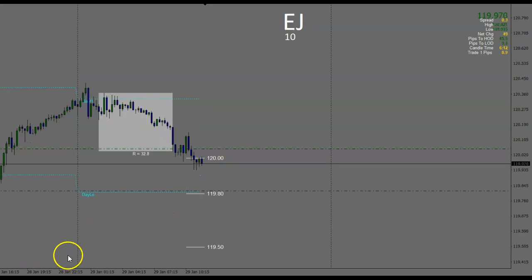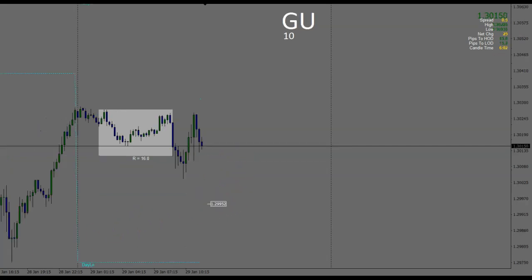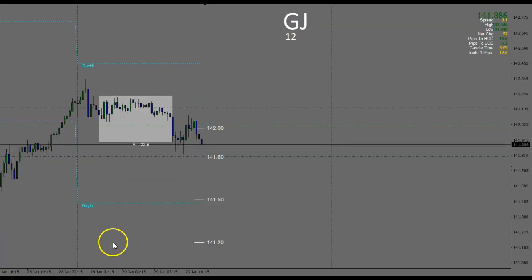Euro Japanese yen, still holding that at the moment. Got a couple of pips locked in on that as well, but again, it's not doing a great deal. It's still just managing to hold below that 0.0. Looking for it to push down further towards this 80 level. Pound US dollar, nothing on that. Pound Japanese yen, still holding that. That's moving down quite nicely now.